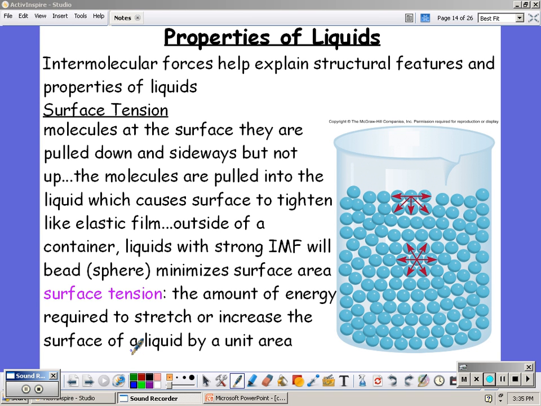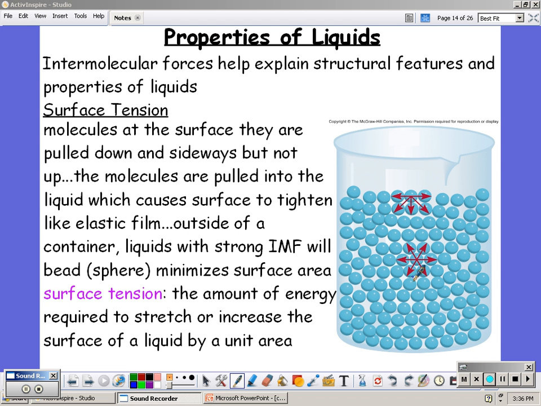Properties of liquids. Intermolecular forces help explain structural features and properties of liquids. Surface tension is one property of a liquid that it helps explain. Molecules at the surface are pulled down and sideways, but not pulled up out of the surface. In this picture you can see the red arrow of the surface atom being pulled in all directions. Now if we look at the atom in the middle of the liquid, it's really being pulled up, sideways, and down. The molecules are pulled into the liquid, which causes the surface to tighten like an elastic film.